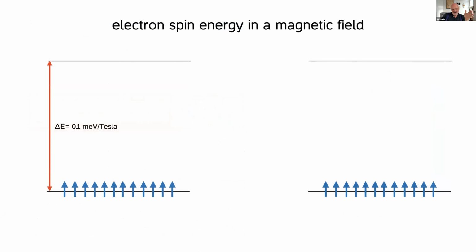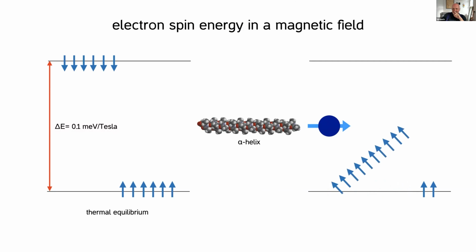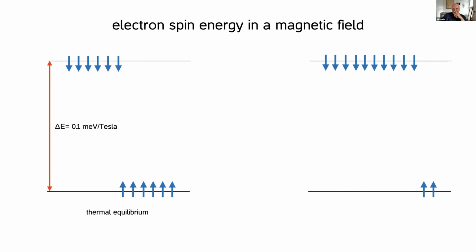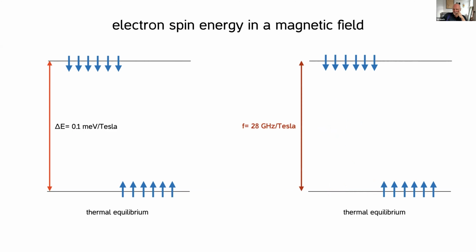Let me just explain. If you have electron spin energy in a magnetic field, the magnetic field splits the up and down energy levels such that at room temperature, because the splits are extremely small, 0.1 millielectron volts per Tesla, you get equal populations. Now, if you have an electron flowing through a protein and getting spin polarized, you're going to have a disequilibrium generated. You're going to have more spins in the upper level. So we thought we could use this and see whether, when the spins return to equilibrium, when the electrons leave the protein or travel further, there's radio frequency emission. We'd expect emission at about 20 gigahertz per Tesla.